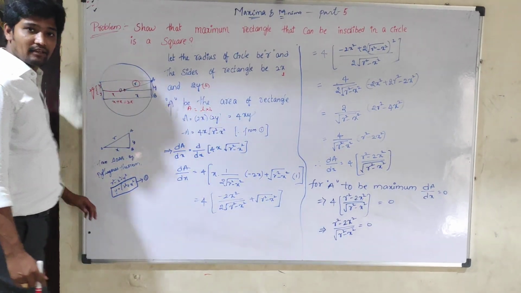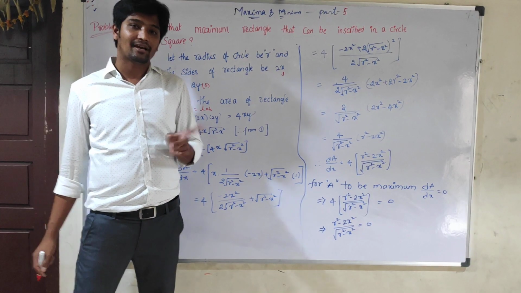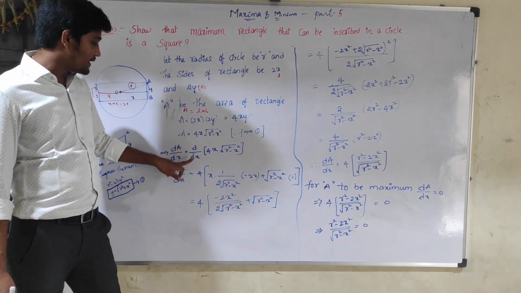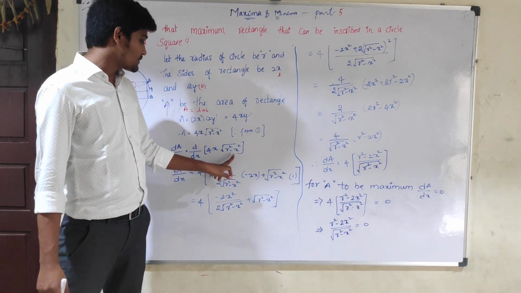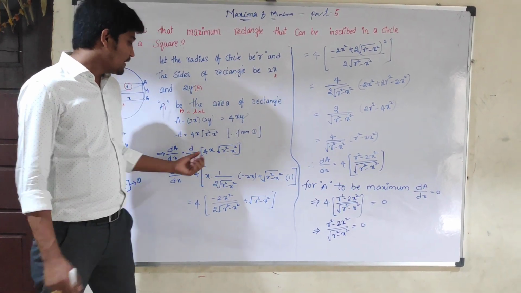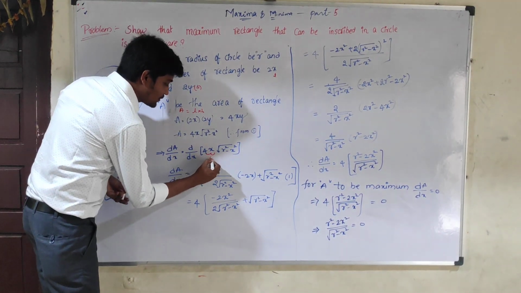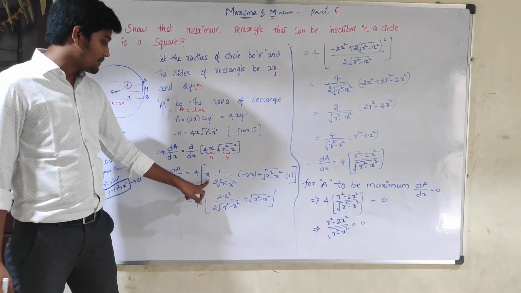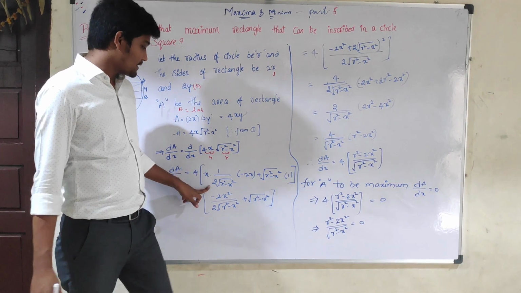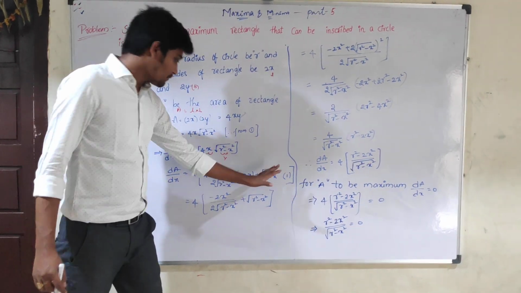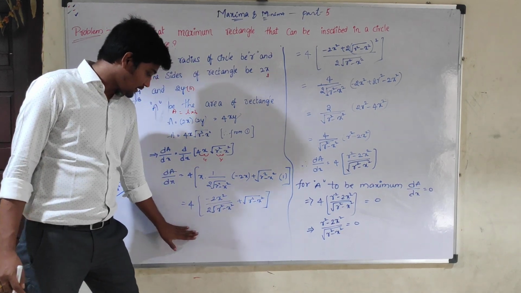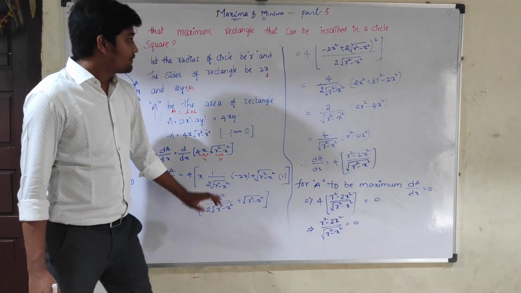But here we need a minimum or maximum. That's why we have to take the first derivative. So d by dx of 4x into under root of r square minus x square. Here we apply the u v rule. This is u, this is v. 4 is a constant. I am taking u into d by dx of v in the derivative. By applying the u v rule, we get this total, and we simplify.